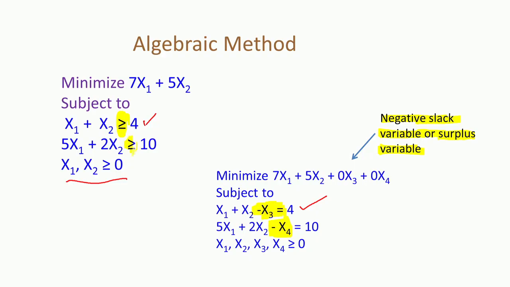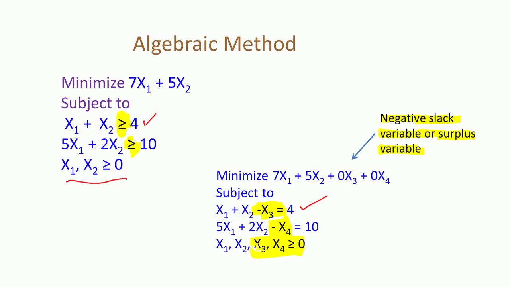So, when we have a greater than or equal to constraint, we have a negative slack variable or a surplus variable introduced. x3 and x4 have been introduced, and importantly x3, x4 are greater than or equal to 0 and they will have a negative sign if we have a greater than or equal to constraint. In the earlier class, when we had a less than or equal to constraint, we introduced x3 and x4 as positive slack variables. Again x3 and x4 were greater than or equal to 0, but x3 and x4 had a plus 1 sign appearing.